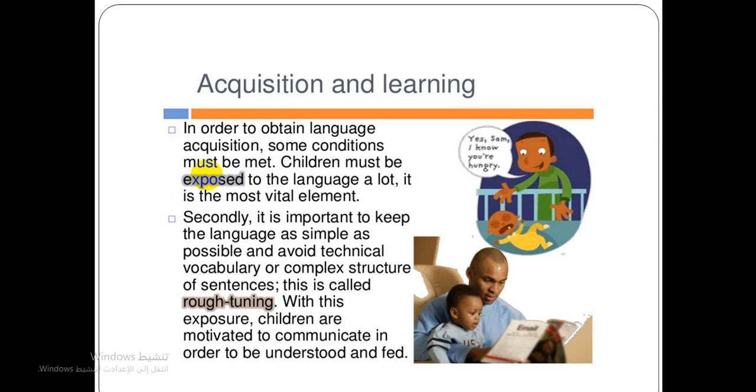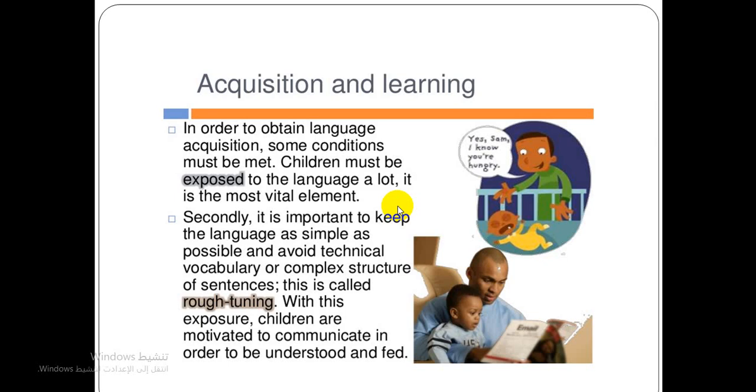This is called rough tuning. So when parents talk to their children, they simplify what they say, both consciously and unconsciously. Parents don't use complex sentences or technical vocabulary. Also, parents use language which fits in the situation, so parents often exaggerate the intonation they use so that their voices sound higher and more enthusiastic than they would if they were talking to friends, colleagues, or partners.